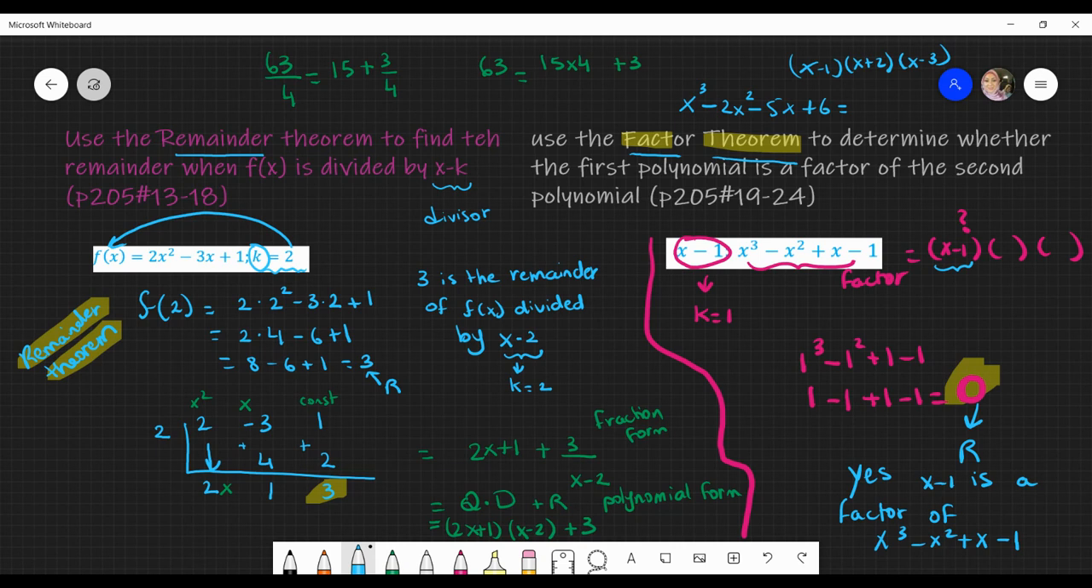What I can do is I can go ahead and divide the polynomial by x minus 1 using synthetic division. And when I divide using synthetic division, we're going to end up with a quadratic. And we all know how to factor a quadratic, whether using the x method or any other method.